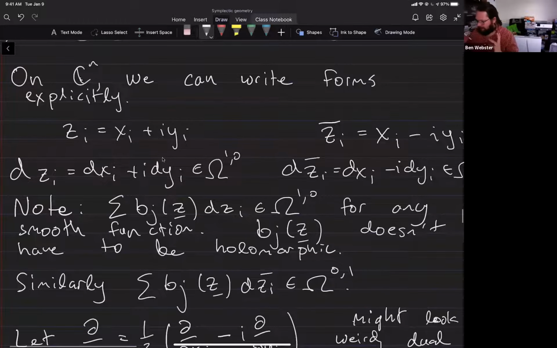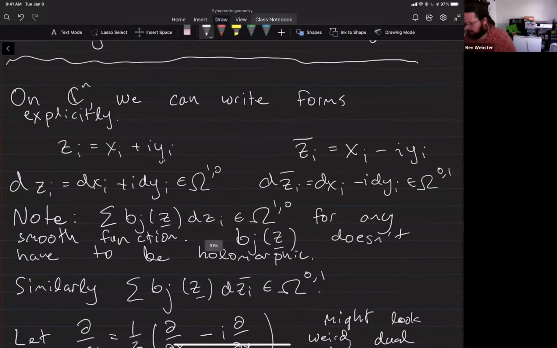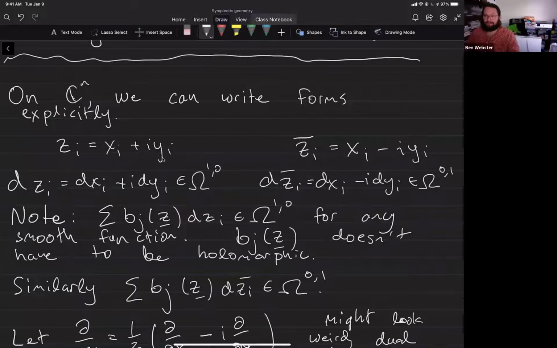All right, so I think it will be clearer if we write out how these (1,0) and (0,1) forms work on Cn, which for a complex manifold is the same as doing it locally anywhere. Locally on a complex manifold, there's some neighborhood where there are coordinates that look like the coordinates on Cn, and I can use them here. So I, of course, have my complex coordinates I defined before, and I have their complex conjugates. And I can take their differential as before, and essentially by definition, Zi is a holomorphic map.